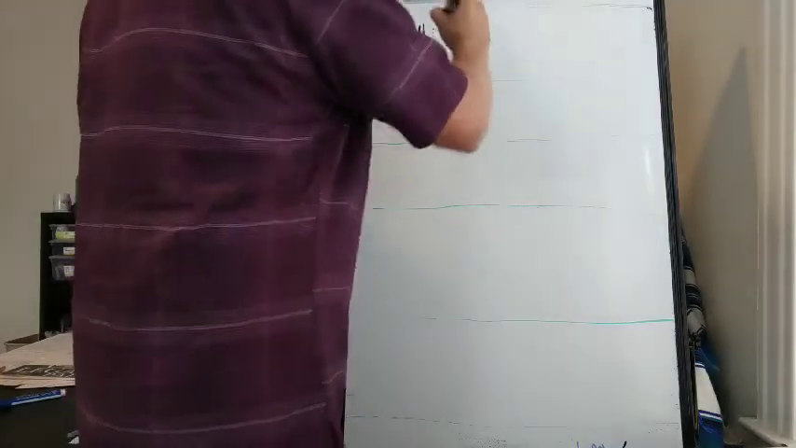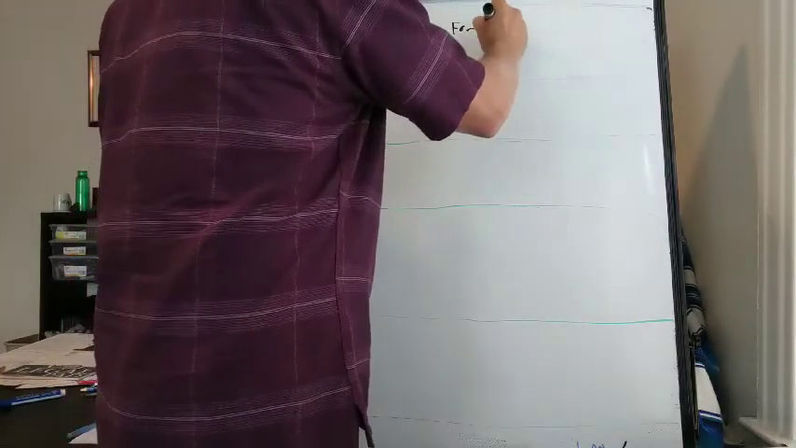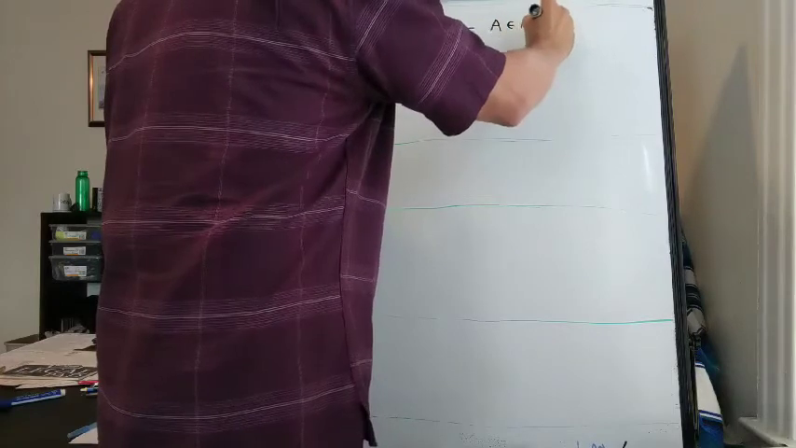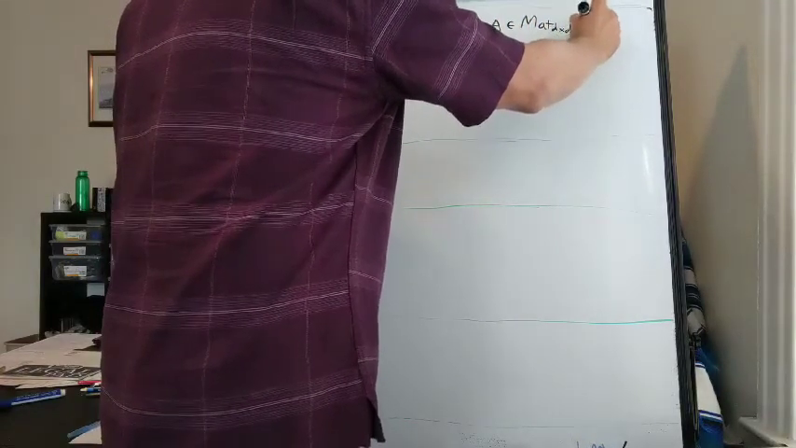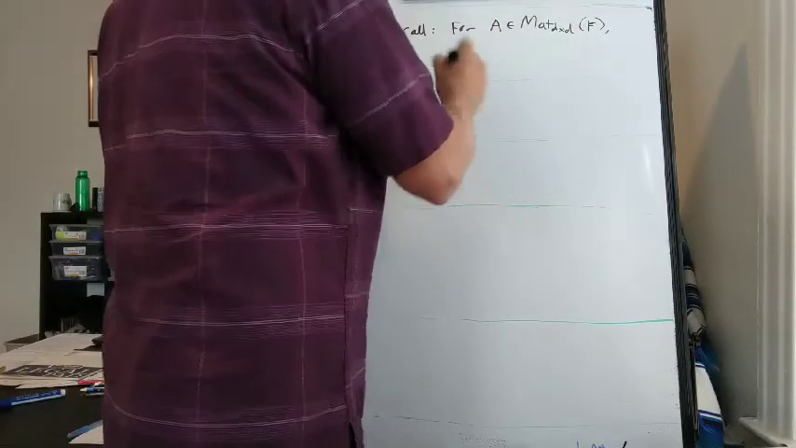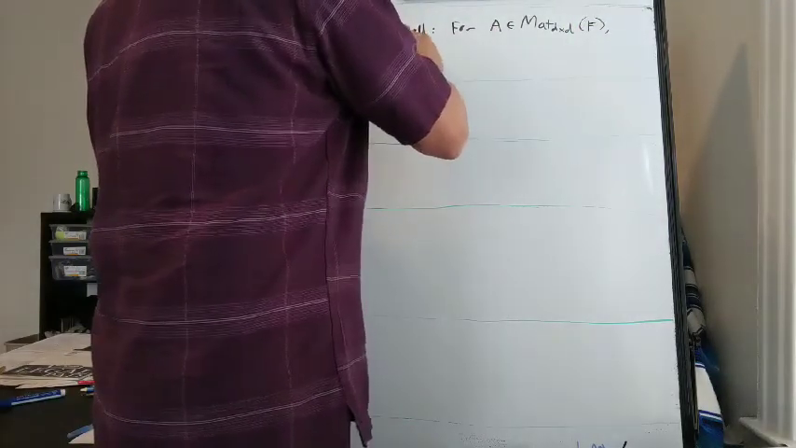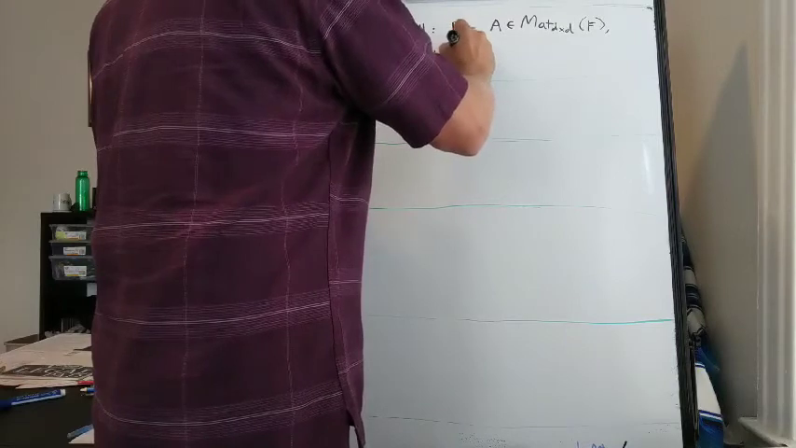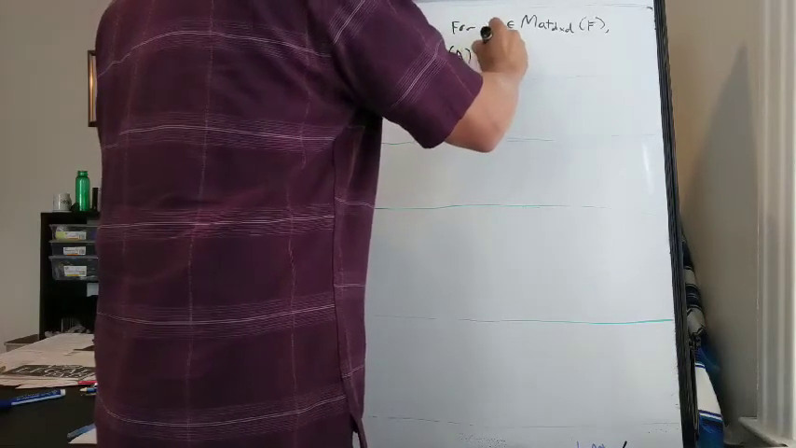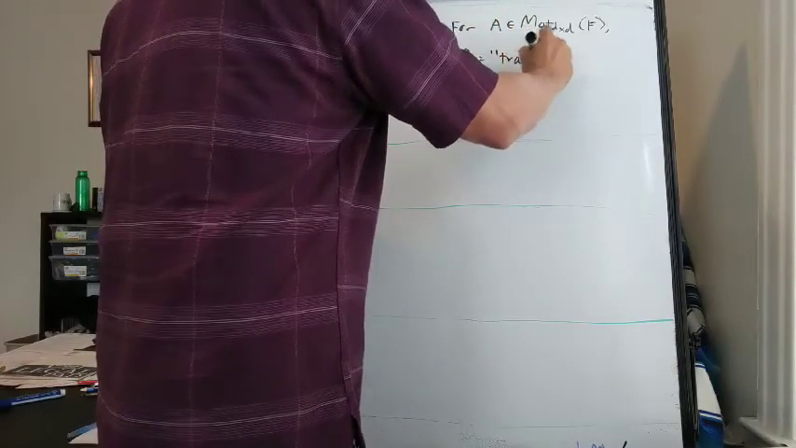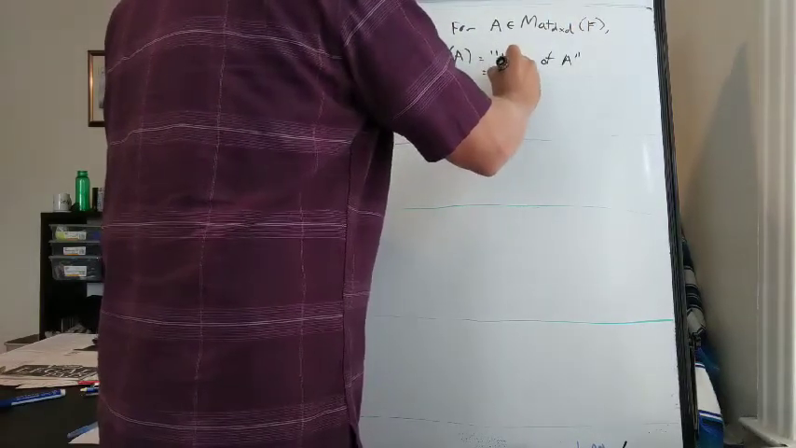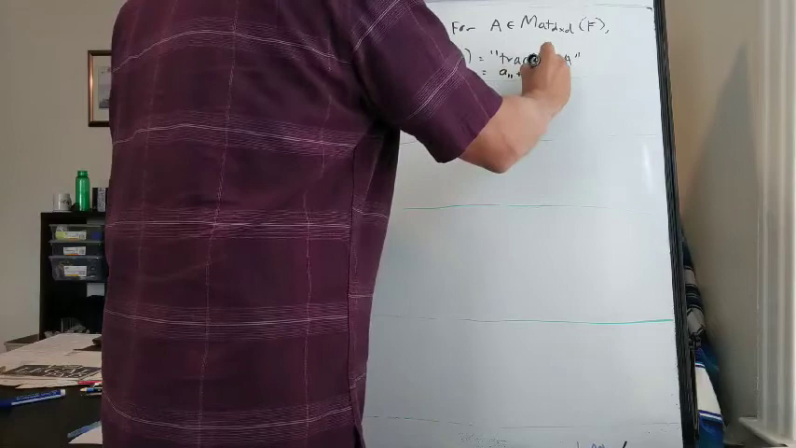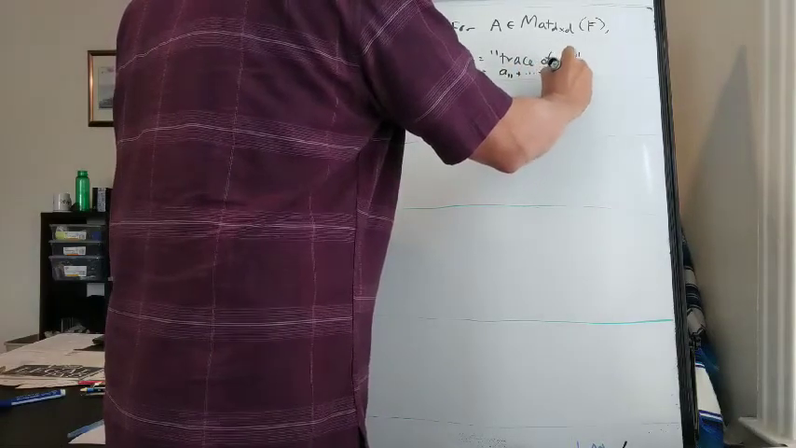So recall that if we have a matrix A, let's say this is a D by D matrix with entries in F, we define the trace of A to be the sum of the diagonal entries.